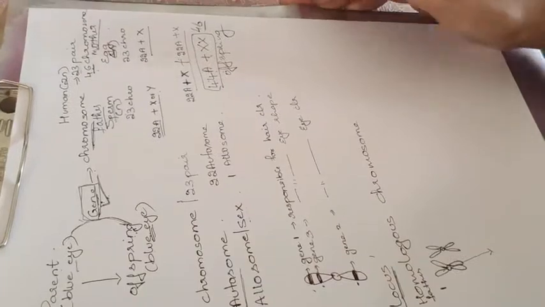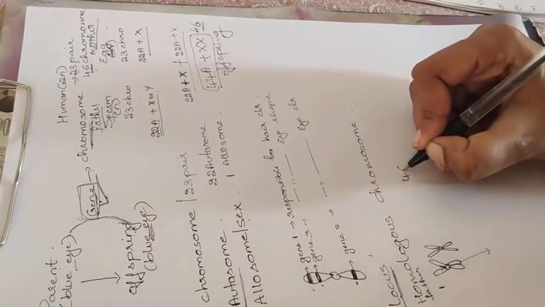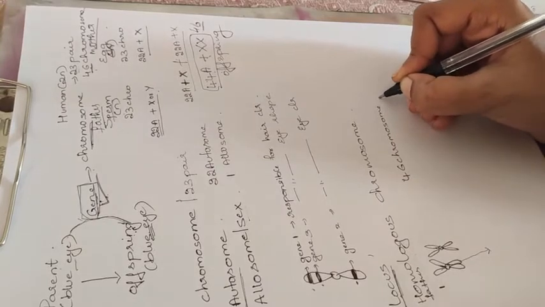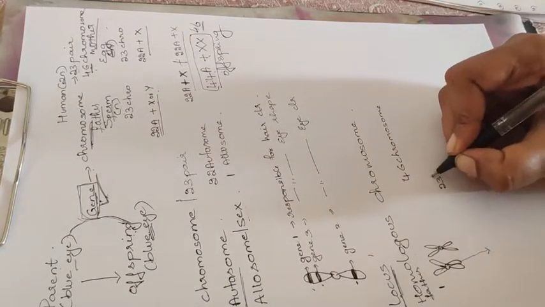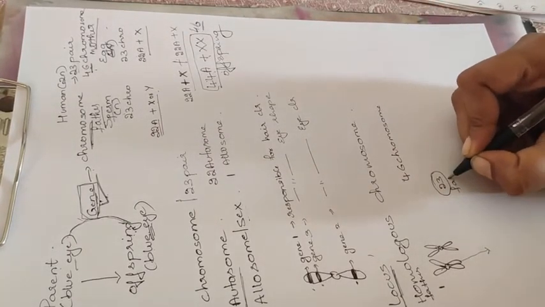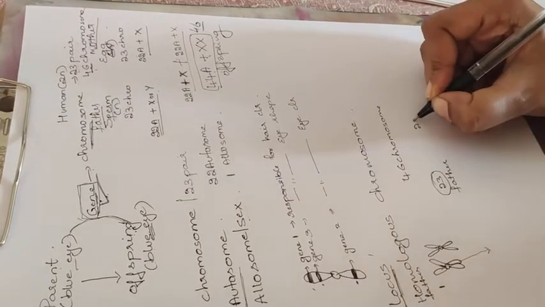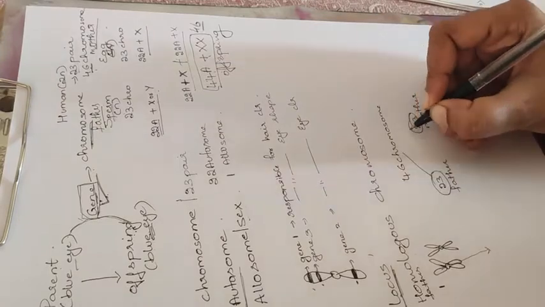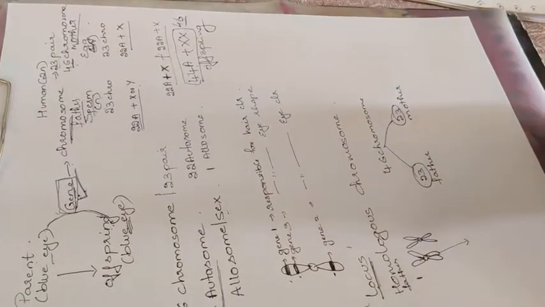Again, it has 46 chromosomes, right? Out of how 46 are formed? We are getting 23 from father, another 23 from mother. Both of them join together to form 46 chromosomes.